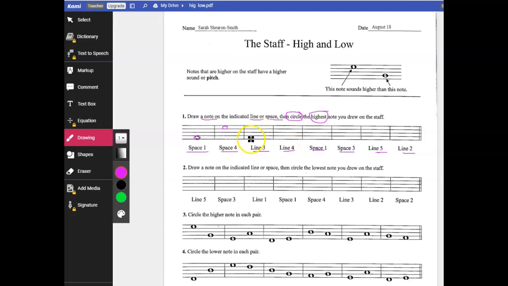This would be a line note. 1, 2, 3. And then this is another line note. So we count from bottom to top: 1, 2, 3, 4. Now again, you're going to pause it. You're going to complete the last 4, and then don't forget to circle the highest note you drew on the staff.